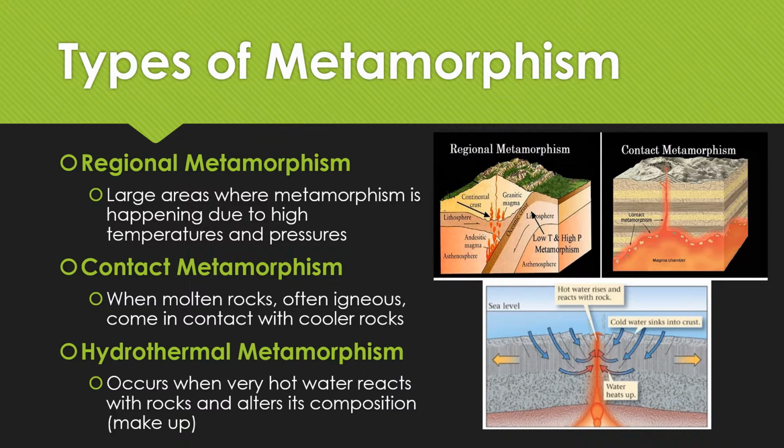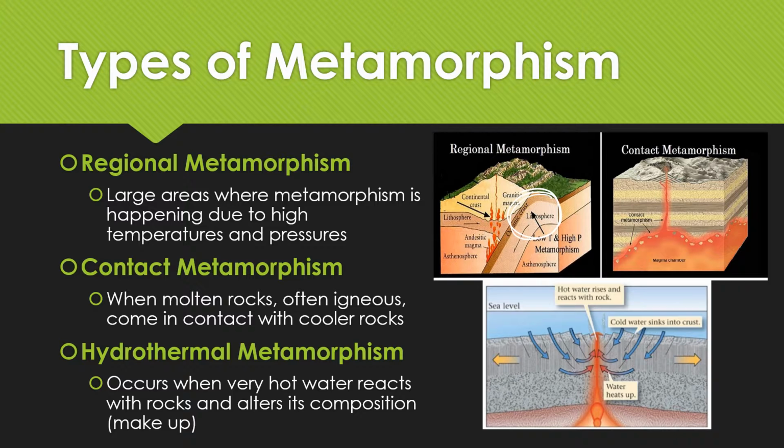And finally, there's three types of ways that this metamorphism happens. There's regional metamorphism, where you have an entire large area that's being affected by these high temperatures and pressures at one time. So you have a large area under the ground that's experiencing metamorphosis.